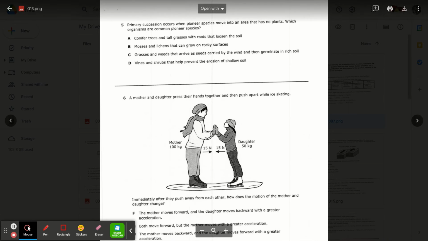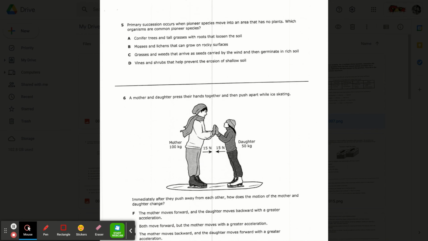Number 5, primary succession occurs when pioneer species move into an Earth that has no plants. Which organisms are common pioneer species? A, conifer trees and tall grasses with roots that loosen the soil. B, mosses and lichens that grow on rocky surfaces.